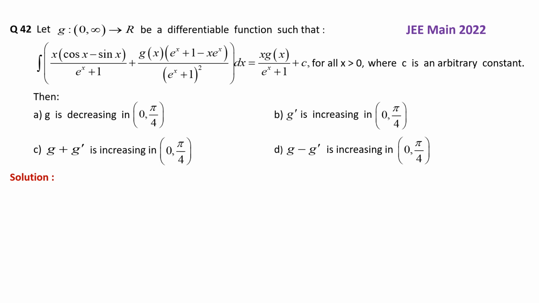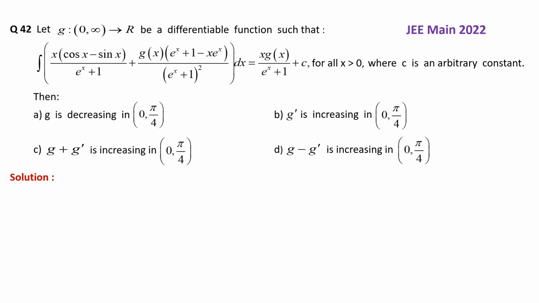first option is given as g is decreasing in open interval 0 to pi by 4. Second option is g dash is increasing in open interval 0 to pi by 4. Third option is g plus g dash is increasing in open interval 0 to pi by 4. And the last option is given as g minus g dash is increasing in open interval 0 to pi by 4.